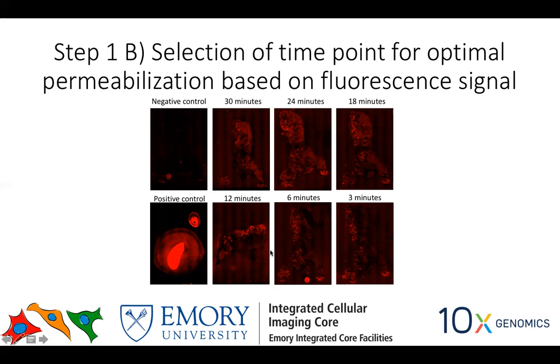So let's say, for example, in this situation, the optimal tissue permeabilization time is either 18 or 24 minutes, because when we go through here, 3, 6, 12, we don't see much of the nucleotide signal, versus when we go from 18 to 24, there is this decent signal that we are looking at. So you would choose either 18 or 24 minutes in this example.